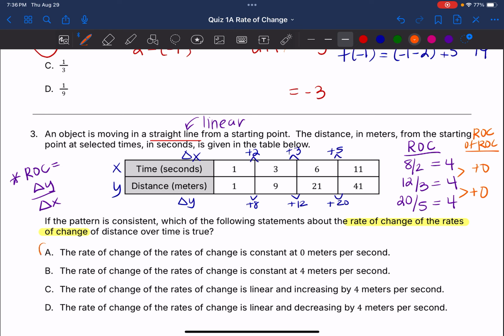That is our answer. Now, it is a little bit confusing. The rate of change of the rates of change is constant at 4. If it had just said rate of change without this second part, that would have been true. The fact that it said it twice is what makes this not true. Then here they're trying to trick you by putting the word linear, but that only happens if these numbers were different. So the answer there is A.